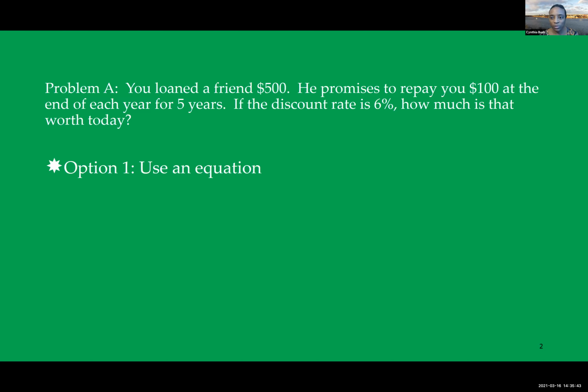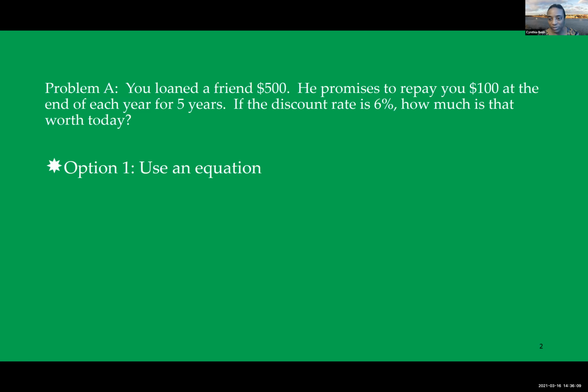Okay, someone put in annuity. Yes, this will be considered an annuity. So annuity is just a series of payments. It needs to be the exact same amount, and it needs to happen at regular intervals. So this payment is $100 every year for the next 5 years, and it's always occurring at the end of the year. So every December 31st, you receive $100 from your friend. So that's called an annuity.